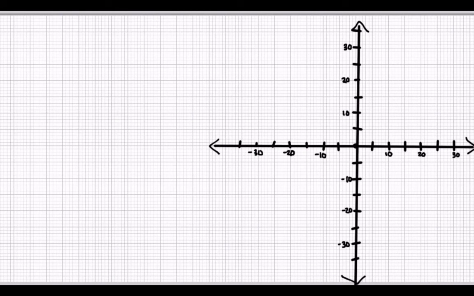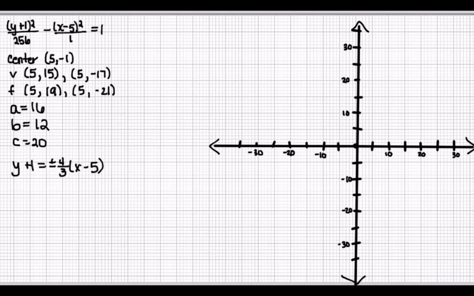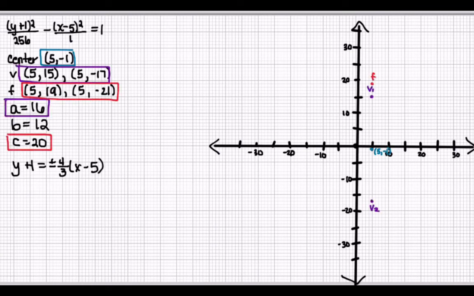And now to finish this problem, let's graph the hyperbola. So here's everything that we had found on the previous slide. Let's start by plotting the center at 5 comma negative 1, plot the vertices, plot the foci. So notice that the foci are on the outside of the vertices.